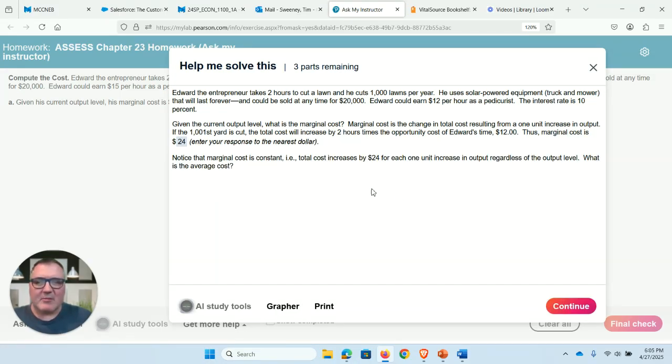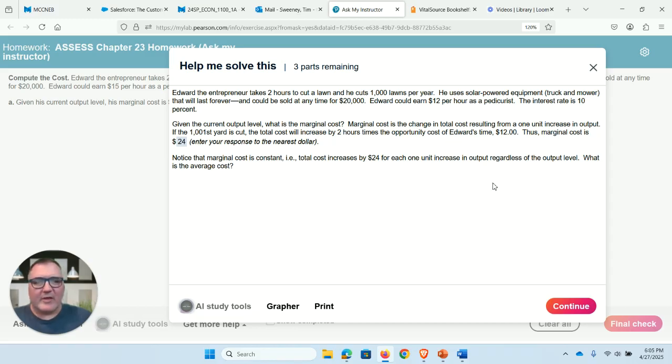And then notice the marginal cost is constant. Total cost increases by 24 for each unit increase because it takes him 2 hours to mow a lawn, so it doesn't matter how many lawns he mows. Every extra lawn, he's giving up that $24 for those 2 hours, because he could be doing podiatrist work for $12 an hour.